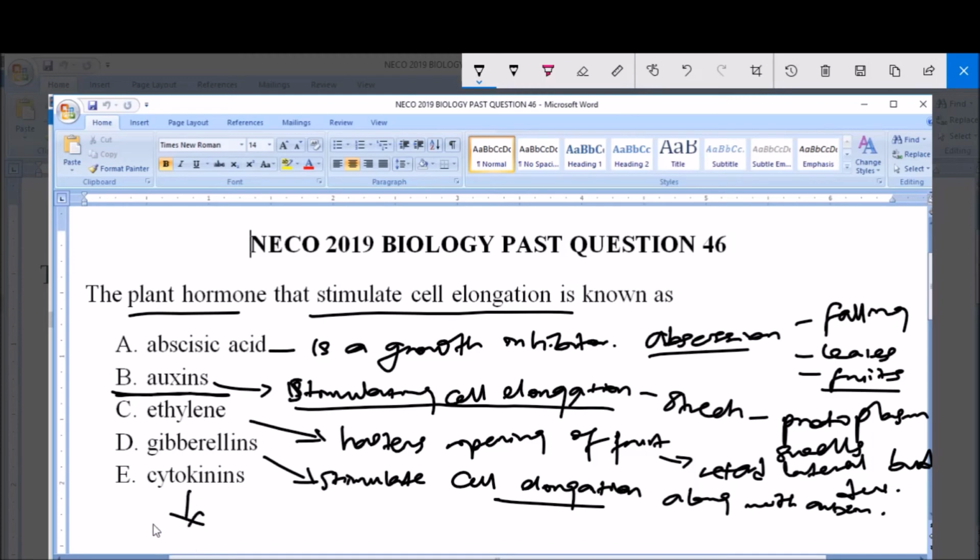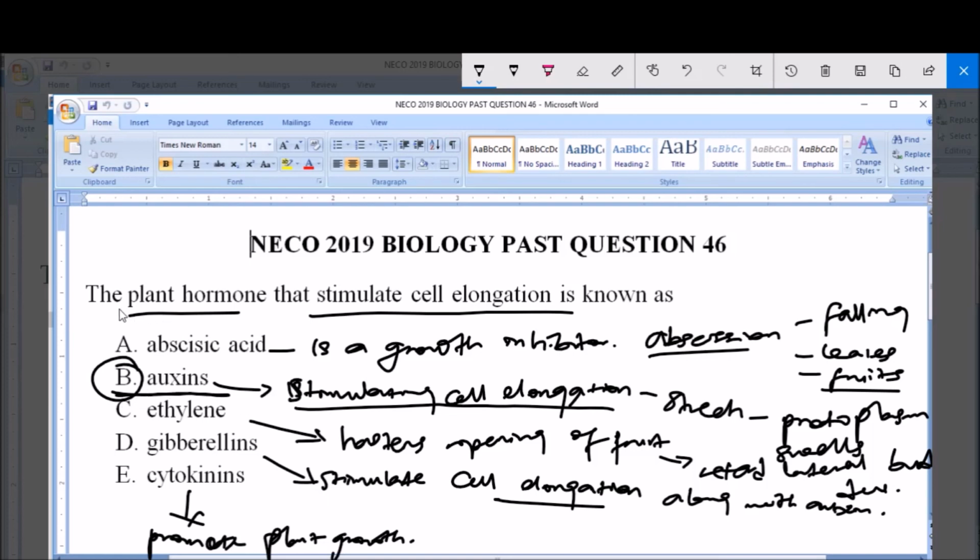Cytokinin, which is option E, is also a hormone that promotes plant growth. It's a growth promoting hormone, and this hormone is actually produced in the roots. So the answer to this question is actually option B, auxin.